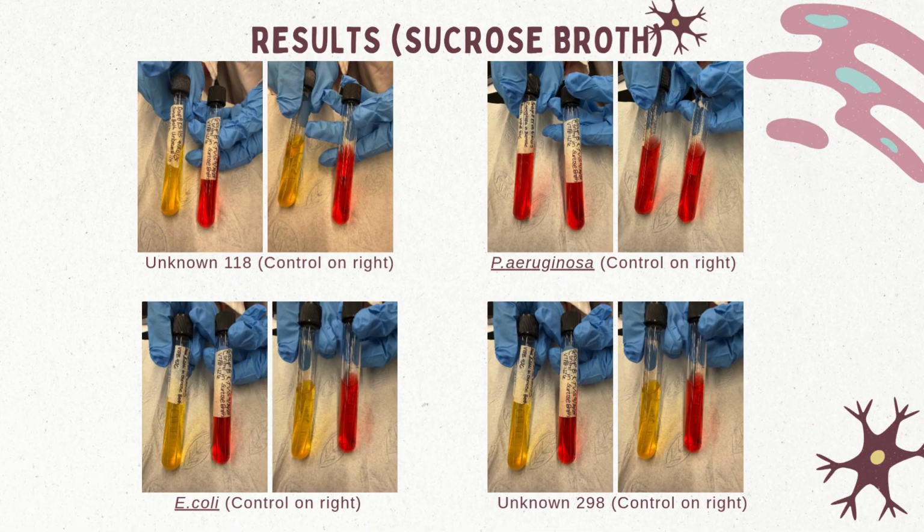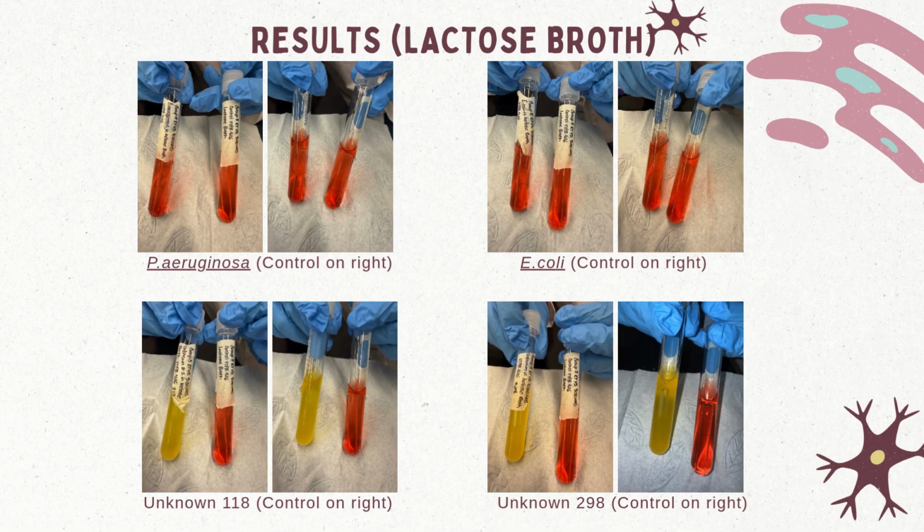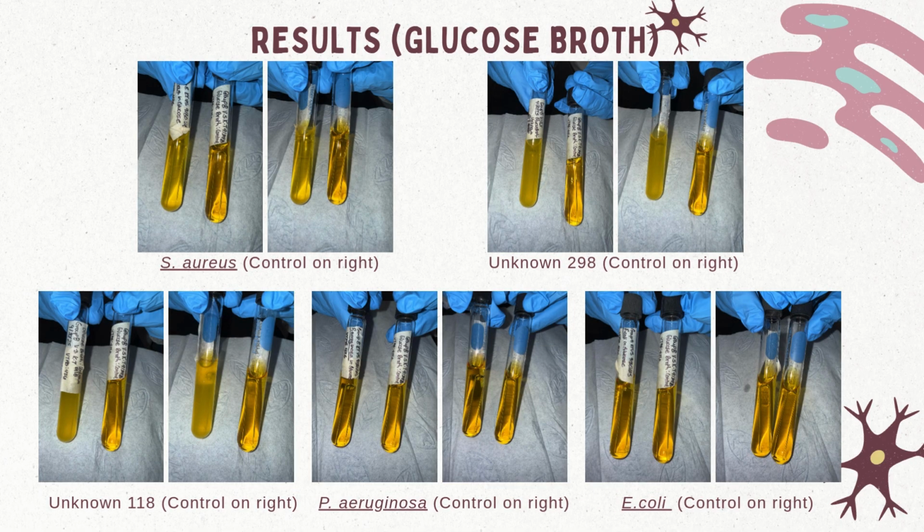So here are some of our results. This was the sucrose broth, and you could see the unknown and the control. We could see the unknown 118, our E. coli, the unknown 298, and our P. aeruginosa. And then here are the other ones. This is the lactose broth. This is the glucose broth. You can see a slight difference in the yellow as one's more clouded than the other ones.